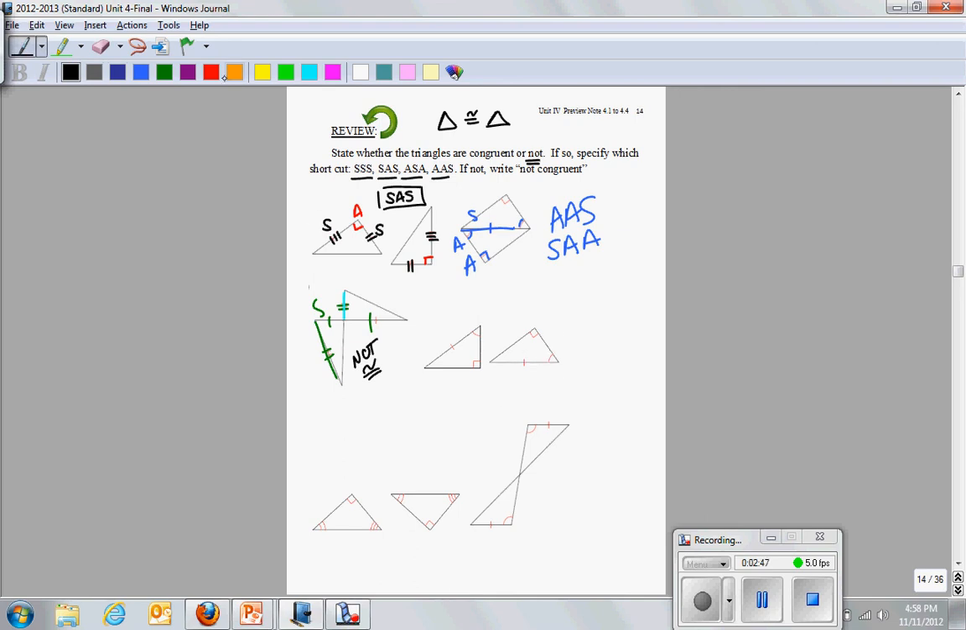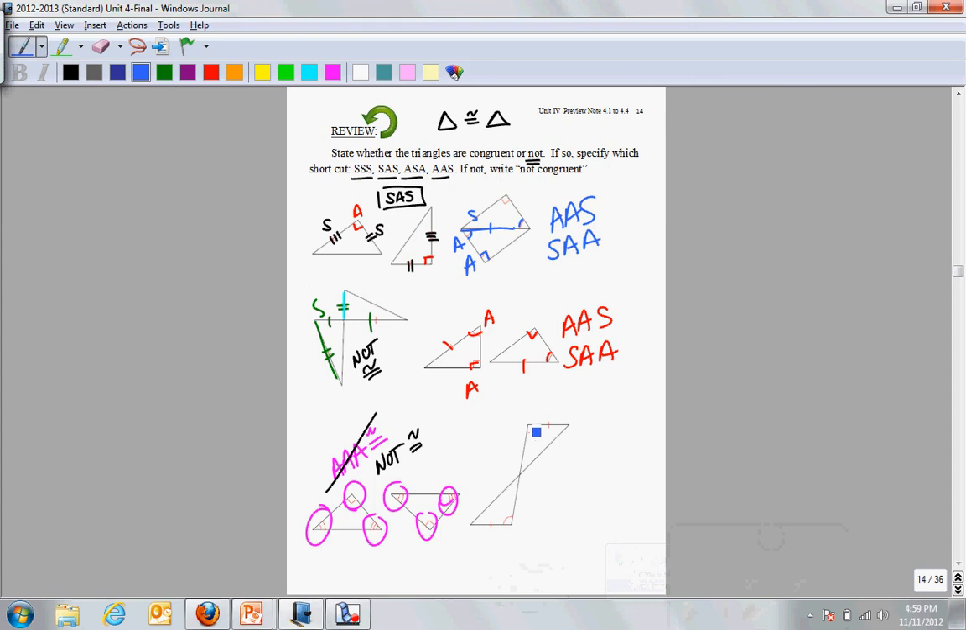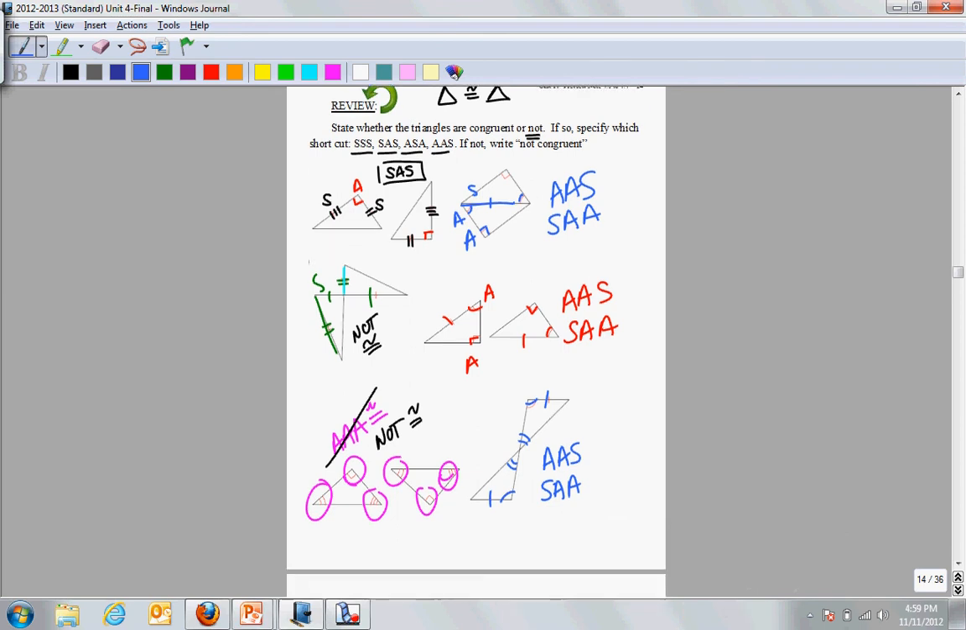Taking a look here, we have a pair of angles, another pair of angles, and then a side. So this one's going to be angle, angle, side, or side, angle, angle, same thing. Here, curiously enough, we have three pairs of angles. This does not prove congruency. Angle, angle, angle is not a congruency shortcut. So this would be not congruent. And here, we have a pair of angles, another pair of angles, and then a side. So this one was angle, angle, side, or side, angle, angle, same thing. Let's move on to new material.